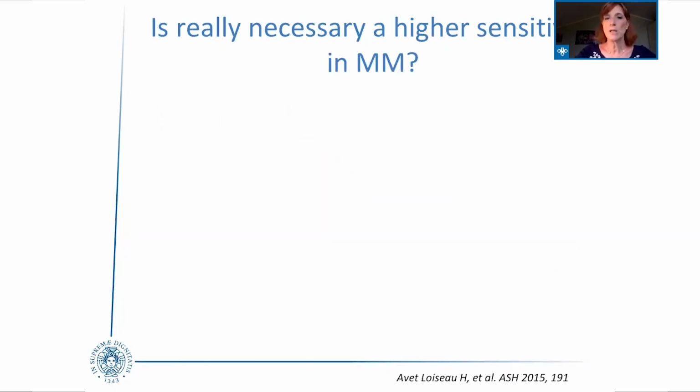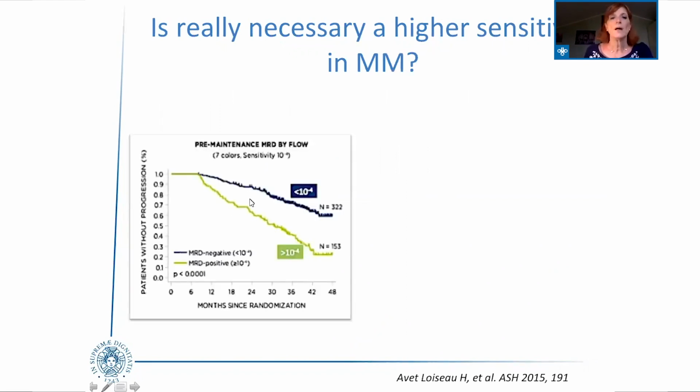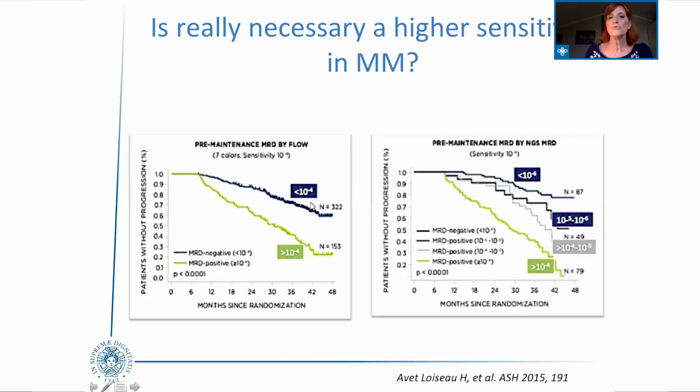Another hot topic today is the sensitivity in multiple myeloma. You can see here the different progression-free survival according to the MRD status tested by flow cytometry with a cutoff of 10 to -4. The curves are really different. But if you use NGS, you can restratify this cohort in 3 different curves. And you can see here that the patients with MRD lower than 10 to -6 have the best progression-free survival.